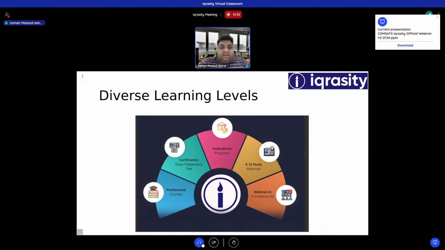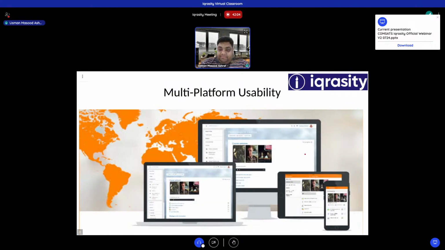So these are some of the diverse learning levels. We not only offer courses for higher education, we also have courses for school levels and for kids. So if any of you are interested in those, you can also take them. There are some professional courses and certification courses, plus some useful webinars which are available freely for you to take.